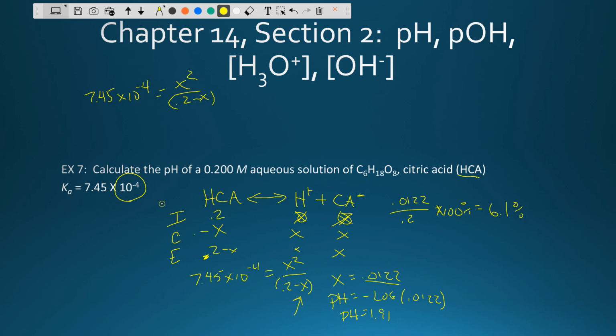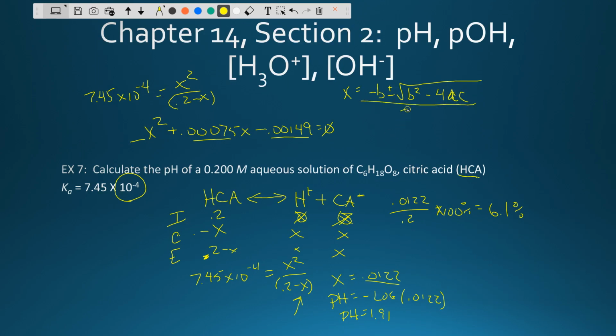Multiply both sides by that, and so, combining like terms, I'll end up with X squared plus 0.00075 X minus 0.00149, and that will equal 0, okay? So here's my A, here's my B value, here's my C value. Let's go ahead and put it into the quadratic formula. X is going to be negative B plus or minus the square root of B squared minus 4AC, all over 2A.